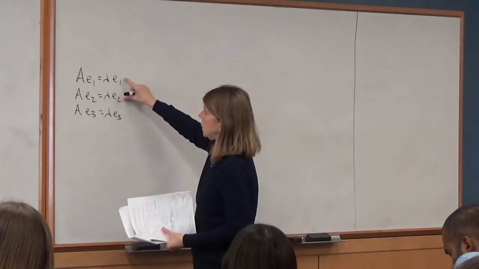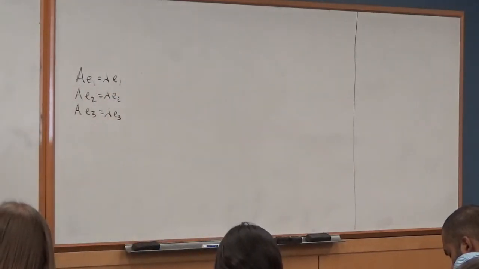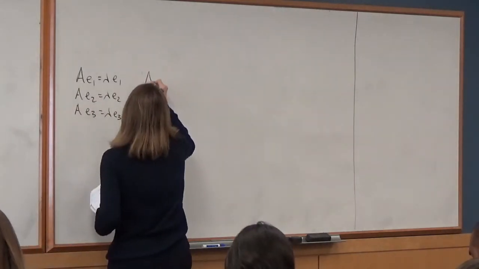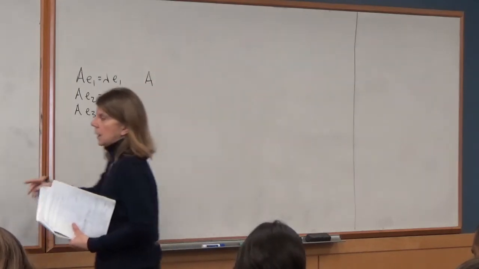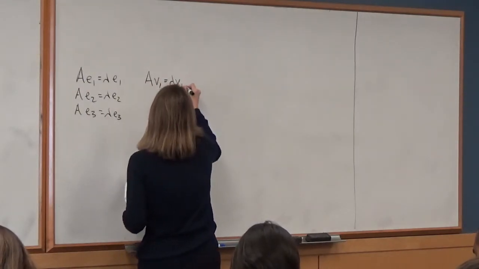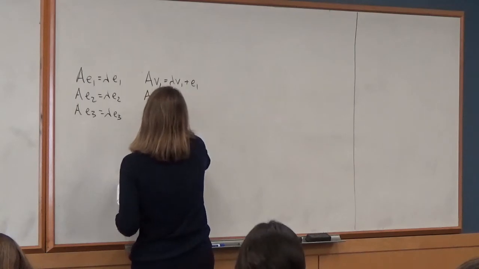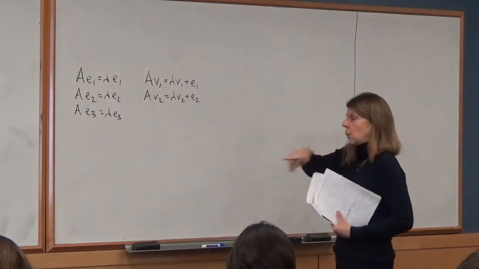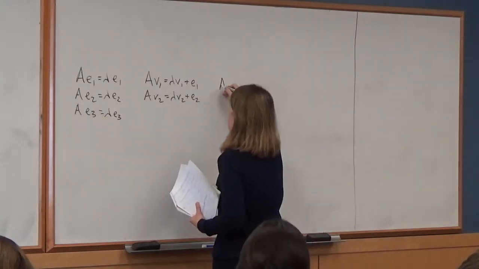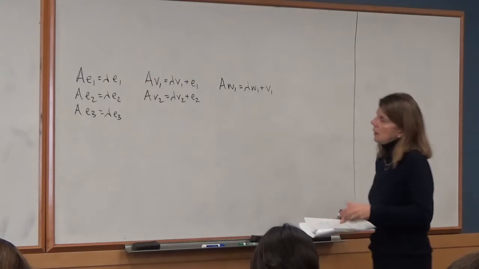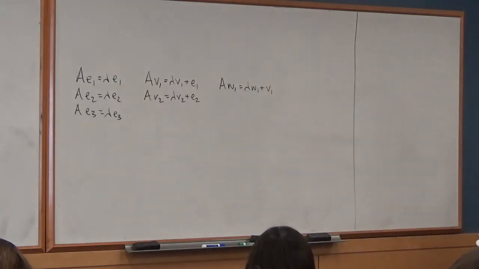Now E1 and E2, I can develop branches from E1 and E2 to solve for V1 and V2. So I further know that A V1 is equal to lambda V1 plus E1, and A V2 is equal to lambda V2 plus E2. And then finally, the equation for W branches off from this one. A W1 is equal to lambda W1 plus V1. And that's just by the choice of V1, V2, and W1.